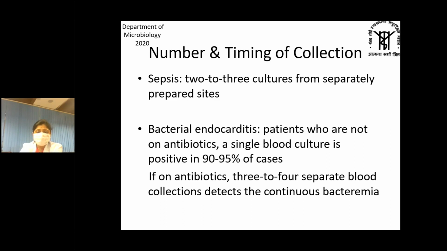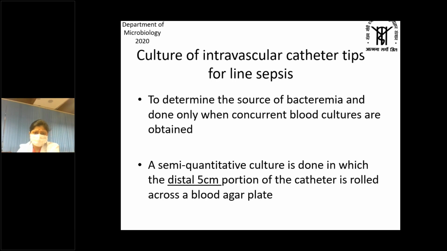For bacterial endocarditis, in patients who are not on antibiotics, a single blood culture will be positive in 90 to 95% of cases. However, it is best to take 3 to 4 separate blood collections, which detects the continuous bacteremia. Now, there is an entity known as CRBSI, a catheter-related bloodstream infection. This older, more stringent definition has now been replaced by CLABSI, central line associated bloodstream infection.